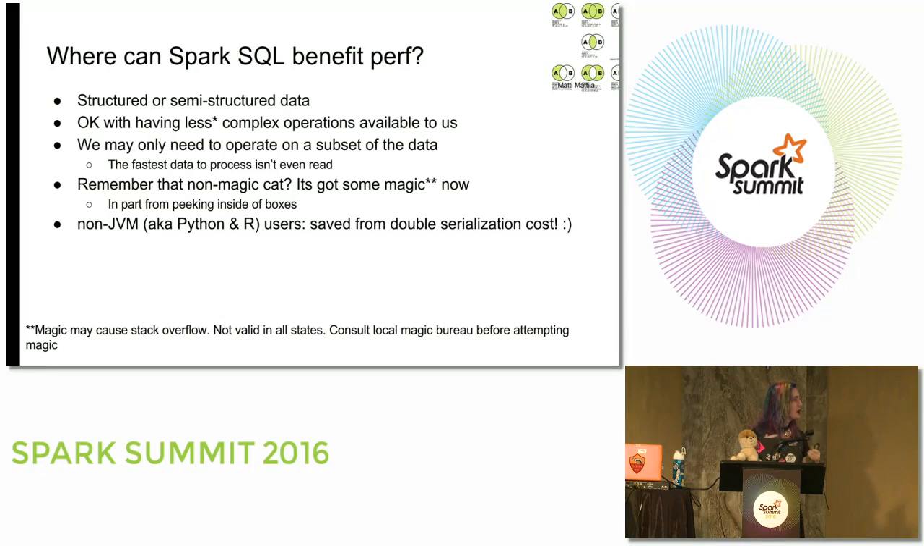Yeah, right. If we only need to operate on a subset of our data inside of certain operations, it's really fast because we've got this columnar-oriented store. And our cat who was wearing the magical hat in the first slide gets some magic powers. And we'll look at those magic powers. But the most important thing: the Catalyst optimizer is great, but even if the Catalyst optimizer wasn't great, being saved from this double serialization cost is a huge thing, right?